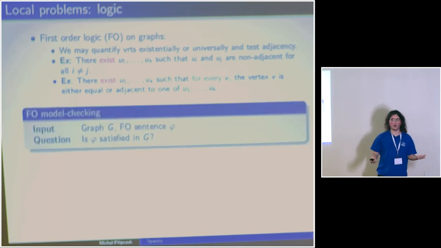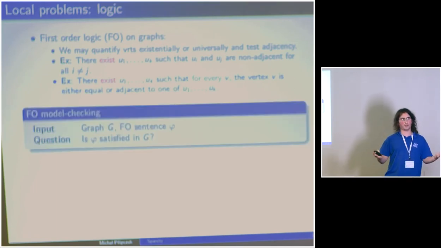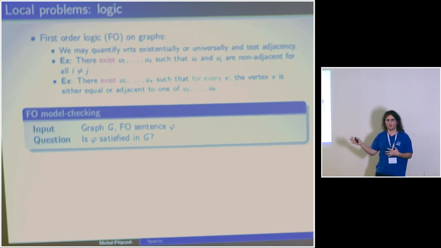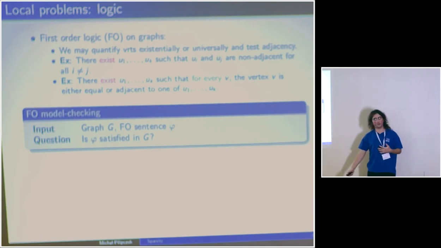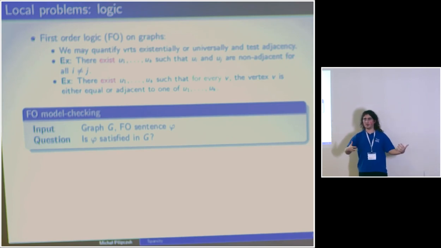And the more general problem would be first-order model checking. You've got a formula, a sentence of this form, and you want to check whether the input graph satisfies this sentence. So FO model checking in particular generalizes these problems of r-independent or r-scattered set and r-dominating set.